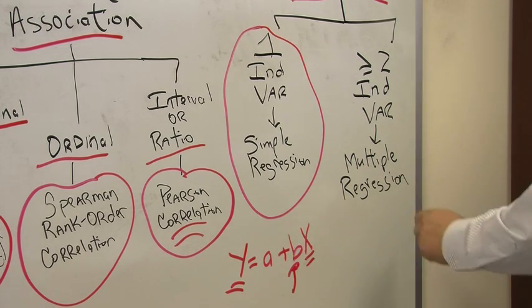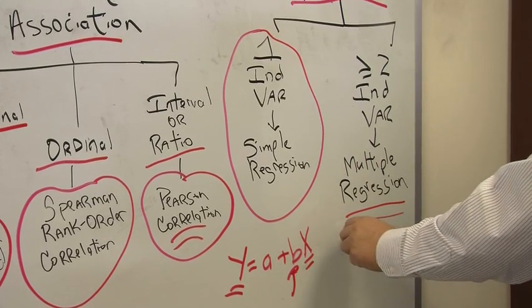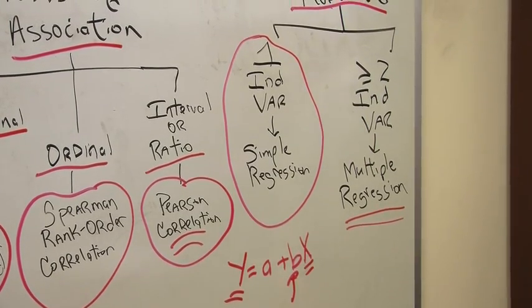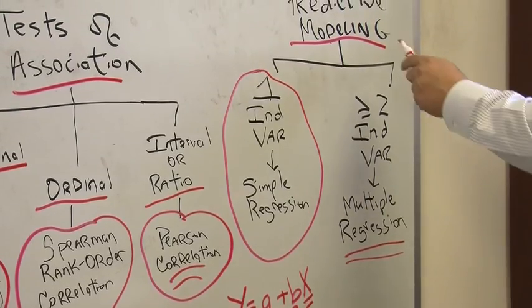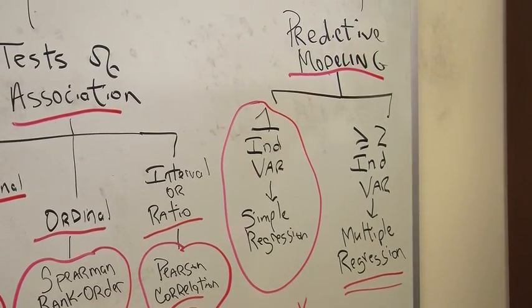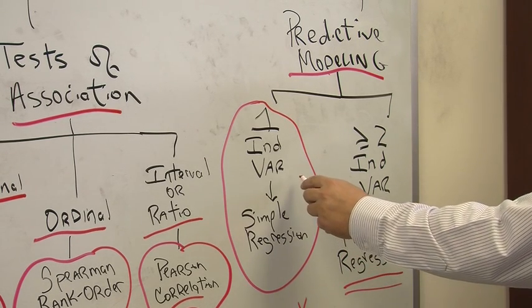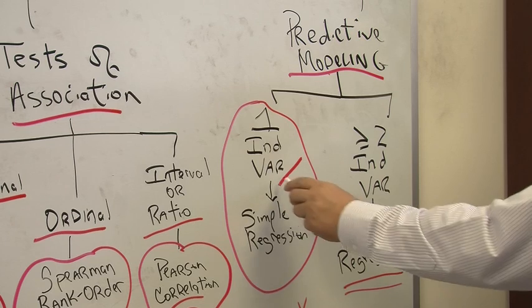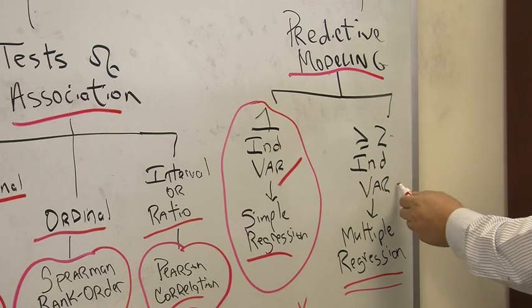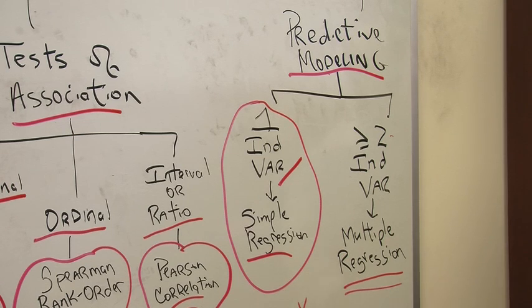Okay? Now, I'll defer this discussion on multiple regression until another time. This is actually, I think, chapter 13 in Orris's book. But when we do predictive modeling, we set up the hierarchy based on how many independent variables we have. As I said a moment ago, if you have one independent variable, you do simple regression. If you have two or more independent variables, you do multiple regression.